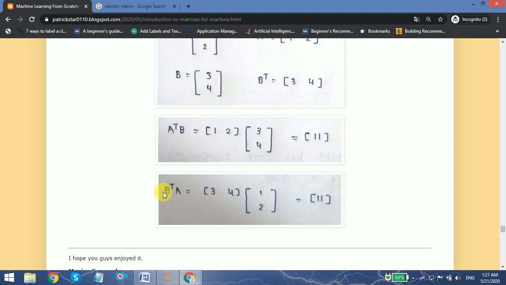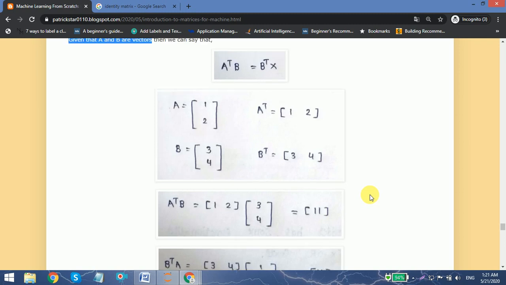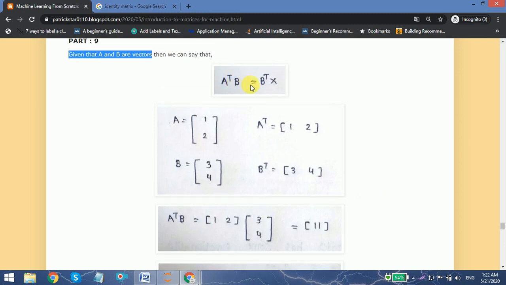And the next one is B transpose A, that gives us 3 4 into 1 2, so it's 3 into 1 plus 4 into 2 equals 11. So both of these values are the same, so we can easily say that A transpose B equals B transpose A.